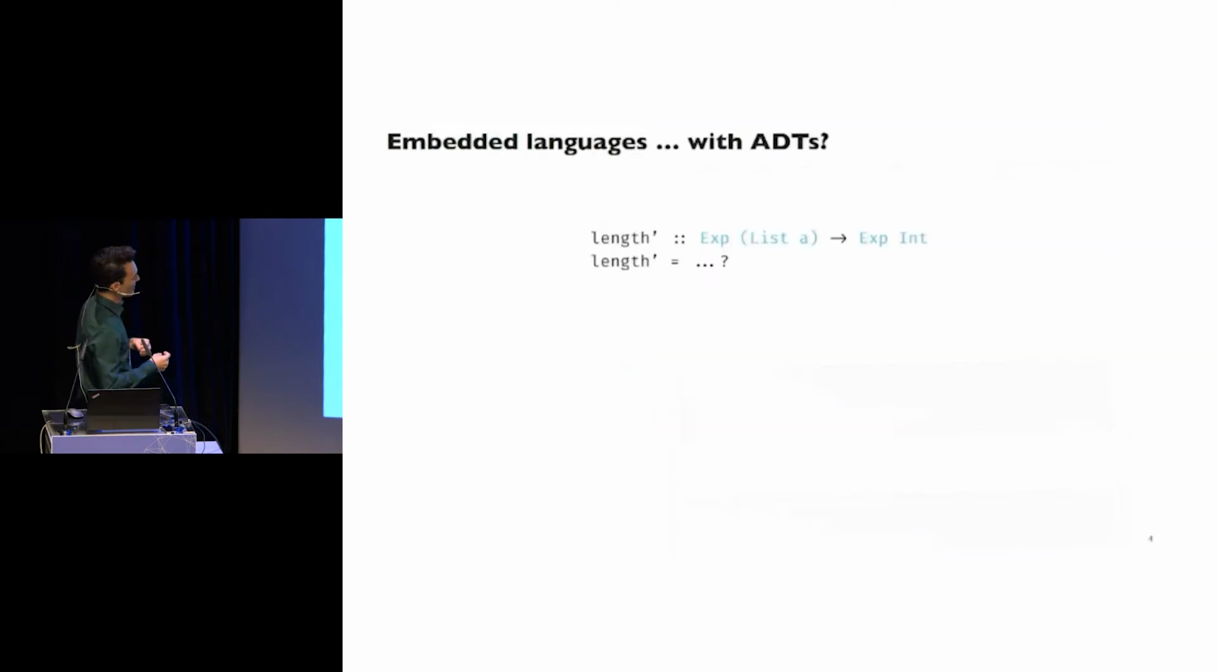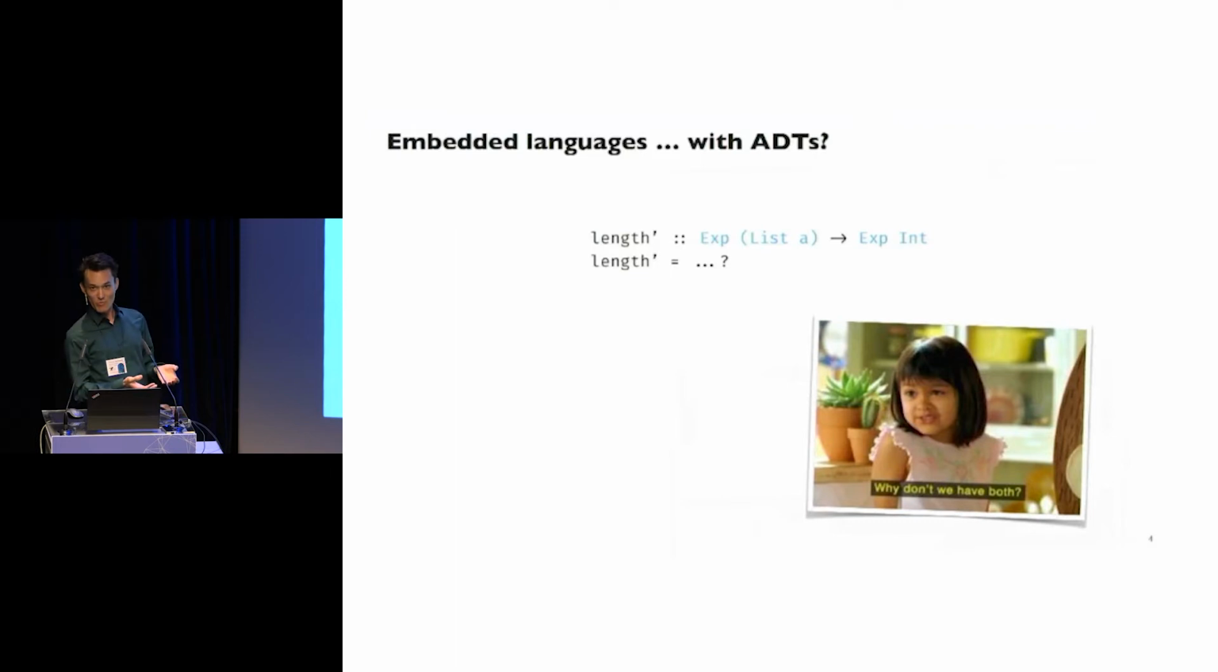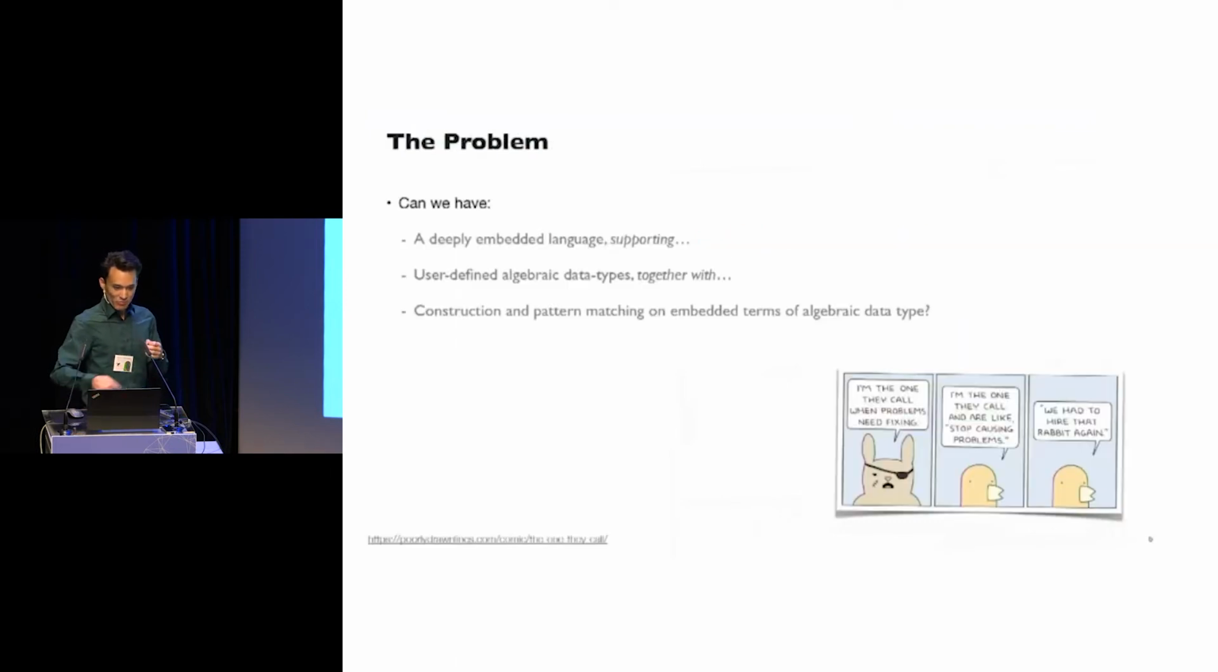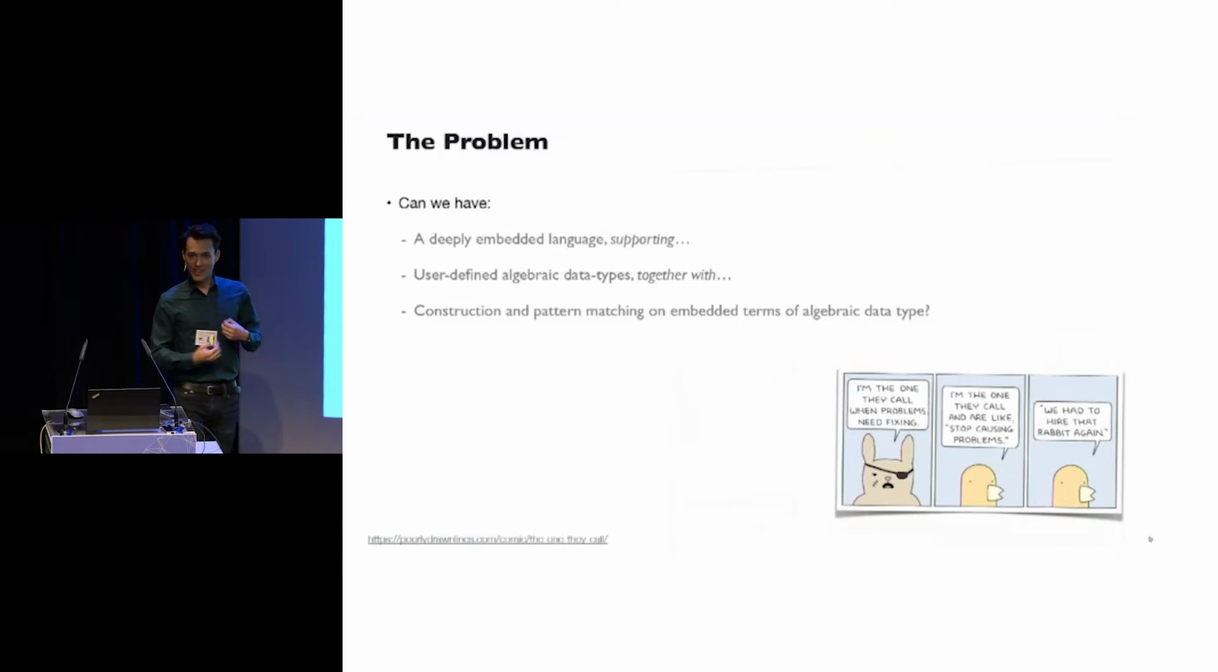I don't know. So what about if we had embedded languages with algebraic data types, right? Like we started with this idea of having algebraic data types, and I can write nice functions on them. I can build an embedded language using algebraic data types and pattern matching. But it's turtles all the way down, right? So why can't I have an embedded language that also has algebraic data types and pattern matching in it, right? Like, why can't we have both? Yeah. So this is the problem that we're looking at in this work, right?